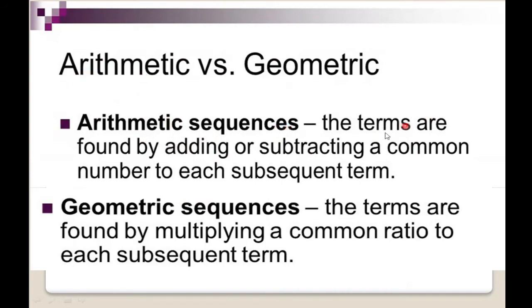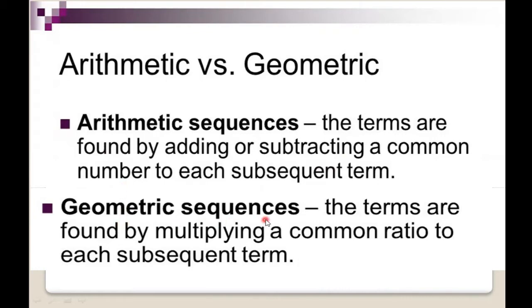In an arithmetic sequence, the terms, meaning the numbers, are found by adding or subtracting a common number to each subsequent term. What do you mean by this? It means when you write a number and the next number in a sequence, it should be either an addition or a subtraction by a common number. That is called an arithmetic sequence.